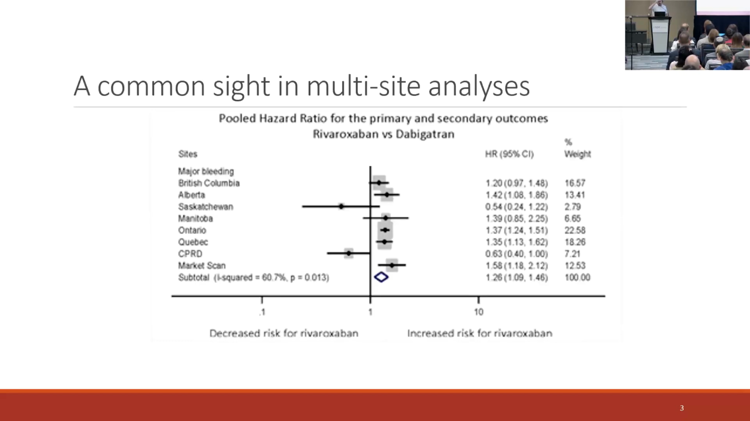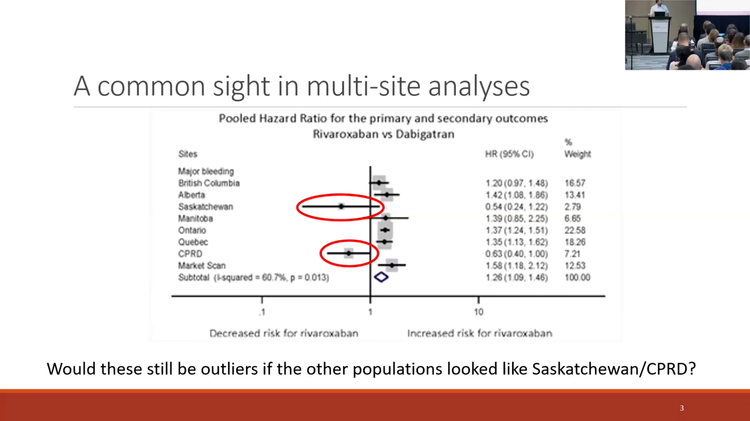I'm showing this because it's a really common sight when it comes to distributed analyses. You've probably seen a figure like this at ICPE, where we have an outcome we care about, major bleeding, two treatments, and a whole bunch of effect estimates. Some of them are different from one another. We've got this estimate from CPRD and this estimate from Saskatchewan that don't really conform to the subtotal estimate on the bottom. One question I've always wondered when I see this chart is, would these still be outliers if the other populations looked like Saskatchewan and CPRD?